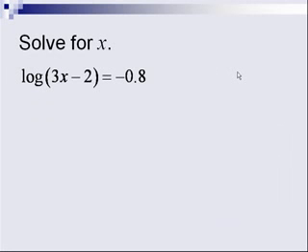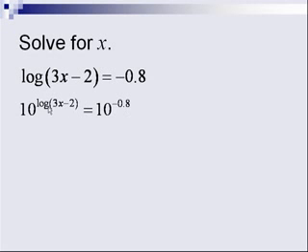This one's slightly more complicated because I have more stuff inside my log. So the more you get inside your log, the more steps you have to do after you change the form. But I'm going to start the same way. I have log of something equals another number. That's always what we want to try to get things into if we don't have it already. So we're starting with single log equals a number. That means I can just take this base, in this case it's a base 10, and raise it to each side here. So we'll get 10 to the log of 3x minus 2 on the left side, 10 to the negative 0.8 on the right side.